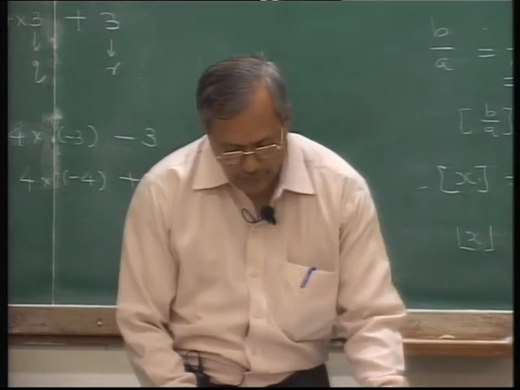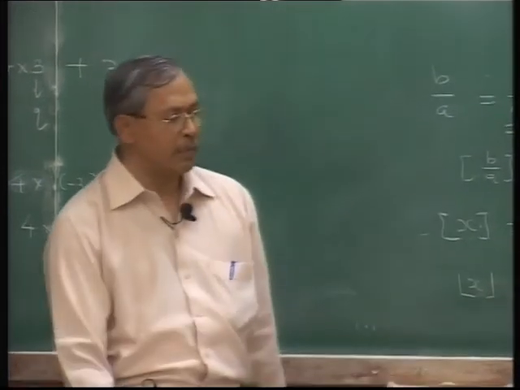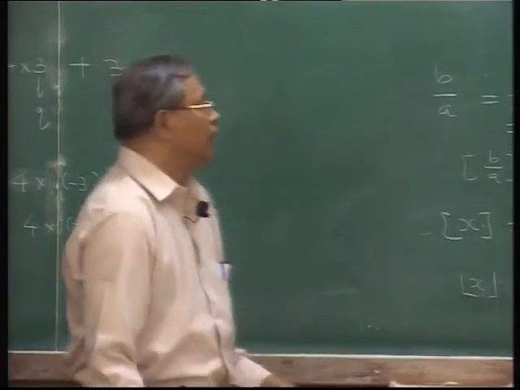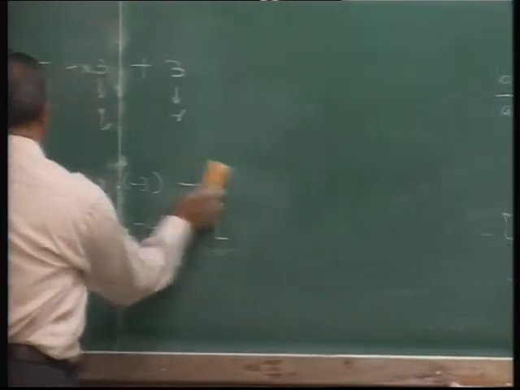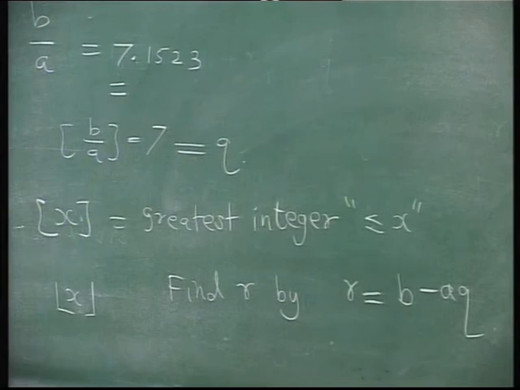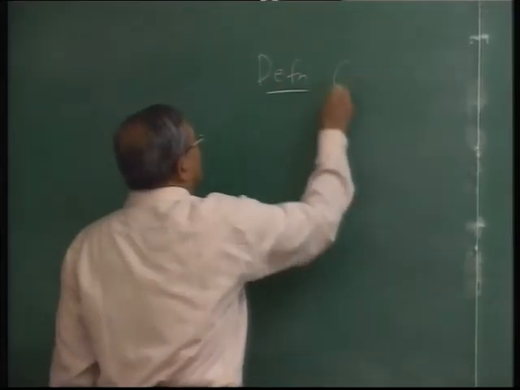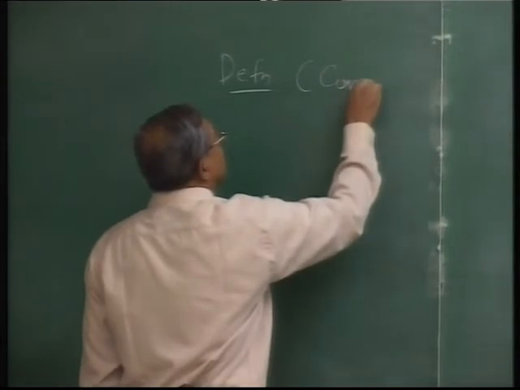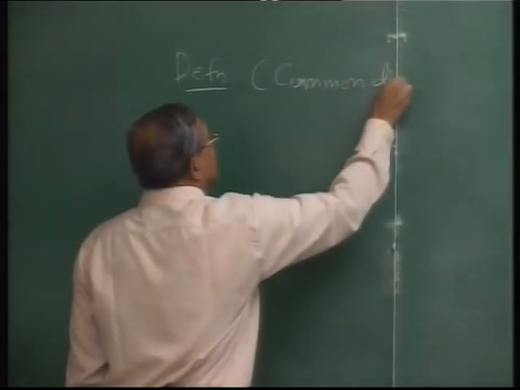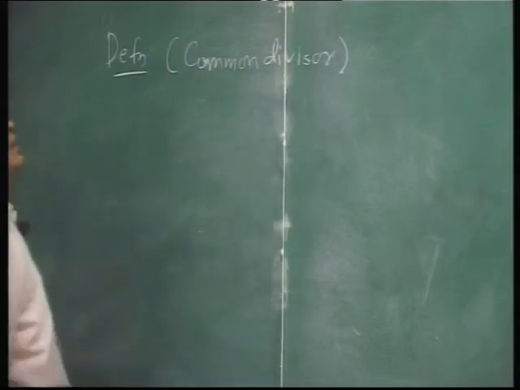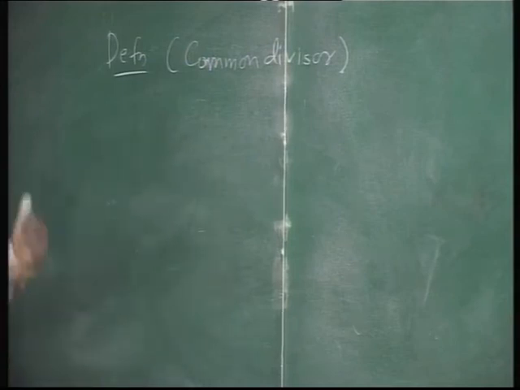Okay. Now we shall be studying GCD. In the study of congruences, this is very much required. How to get GCD of two numbers? So first of all, we have the concept of common divisor. So definition: common divisor. This is a simple concept, straightforward.